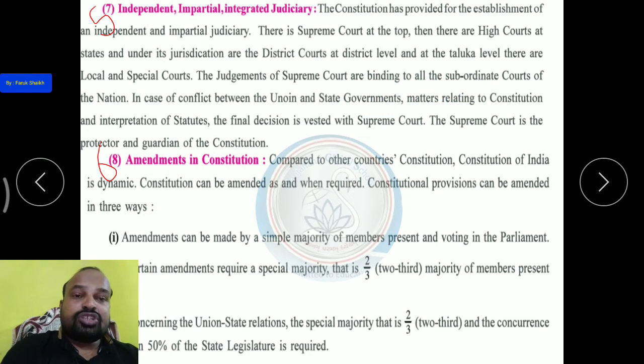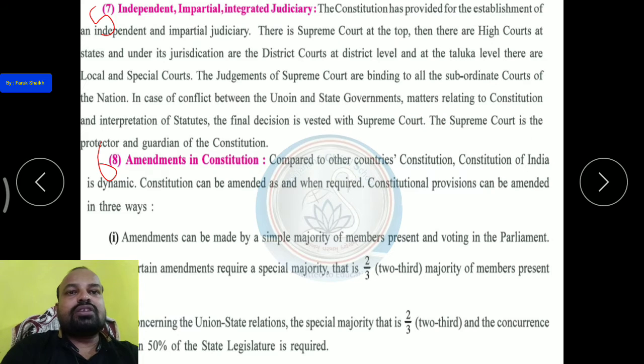It means whatever judgment is given for one type of crime is binding on all other subordinate courts: High Court, Taluka Court, District Court, subordinate court, local adalat. They are all bound by this judgment of the Supreme Court. So, in case of conflict between the Union and state government, matters relating to the constitution and interpretation of statutes, the final decision is vested in the Supreme Court.